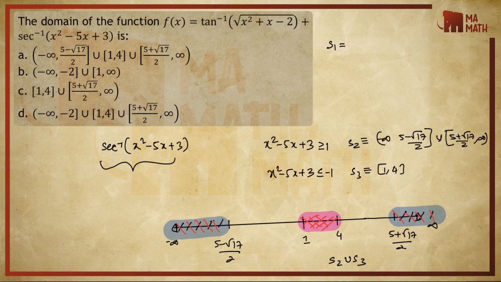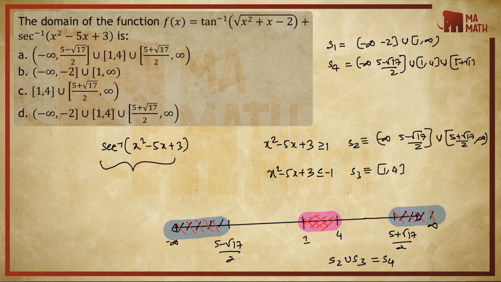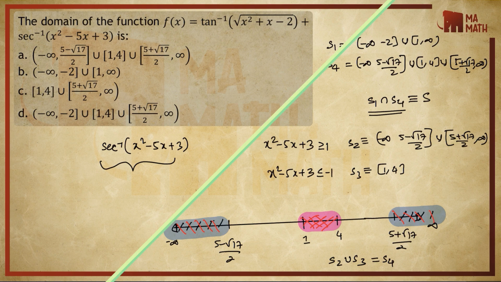So we find out that our S1 is simply minus infinity to -2 closed union 1 to infinity, and our S4, which is a combined solution of S2 and S3, is simply the union of S2 and S3, and we got that as minus infinity to (5 - √17)/2 closed union 1 to 4 union (5 + √17)/2 to infinity. Now, our solution for this entire function will be when we have S1 intersection S4. When both are satisfied, that is our grand solution S. So let's figure out how to do that.